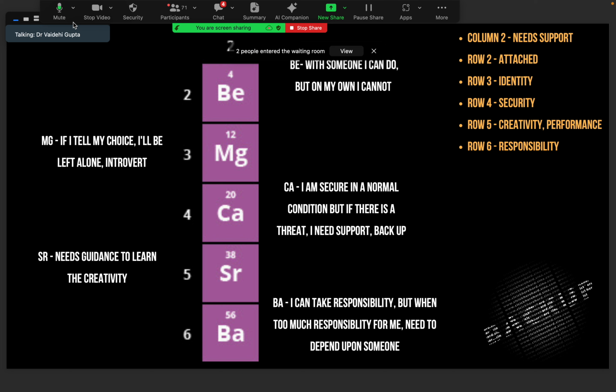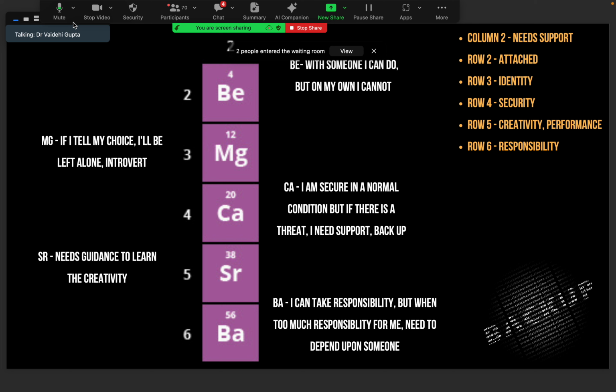Magnesium: if I tell my choice, I'll be left alone, introvert. Like if 5 friends are going to a restaurant and 4 of his friends are ordering some kind of food, but Magnesium wants to order something else, he will order the same food as his friends, because he doesn't want to be left out. There is a slang, FOMO, fear of missing out, which is quite prominent in Magnesium.